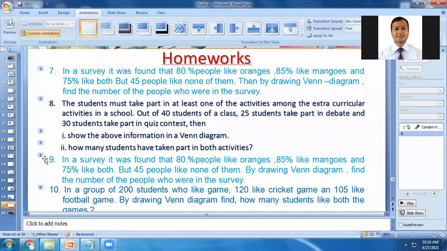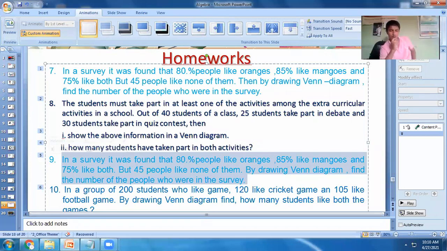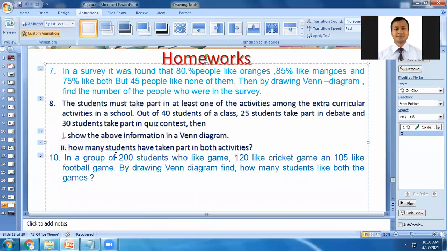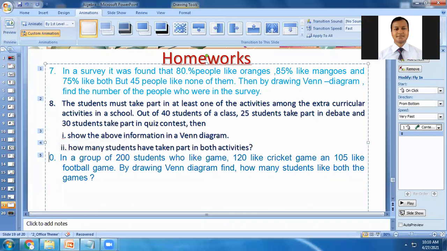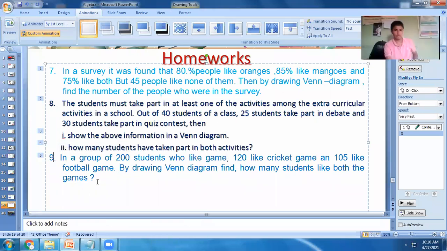Sir, how do we do the percent? For total percent, we say let it be 100%. Total percent is always 100%. And afterward, we have to convert that percentage into numbers. These 3 questions are your homework. Okay, thank you very much.